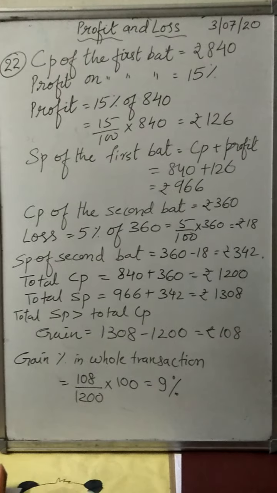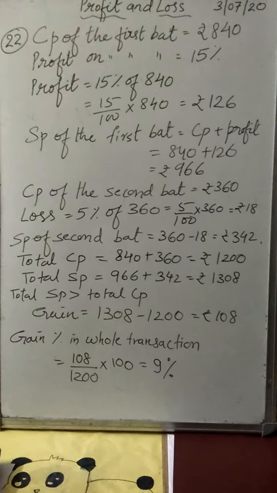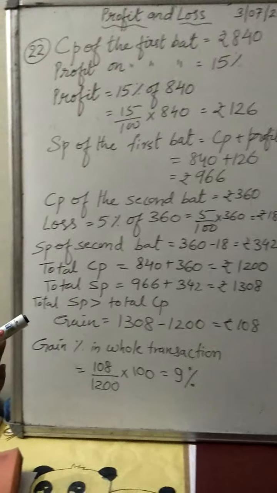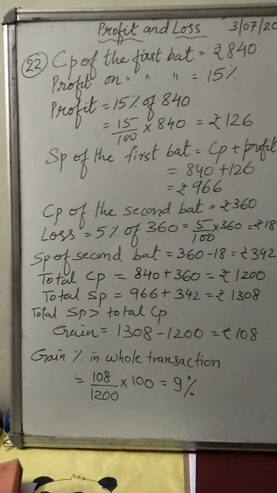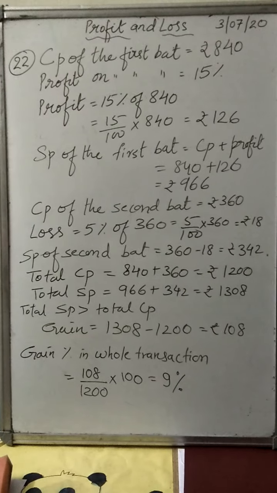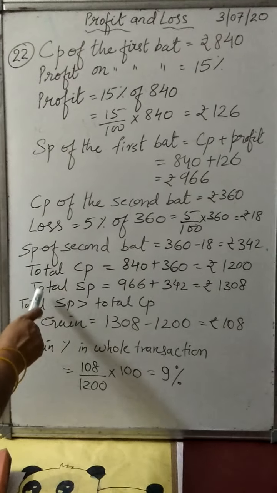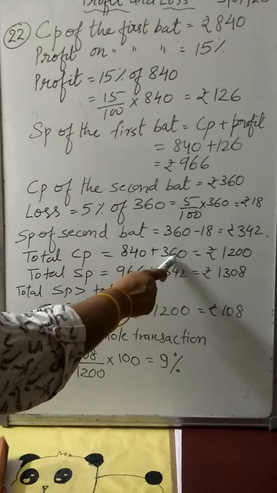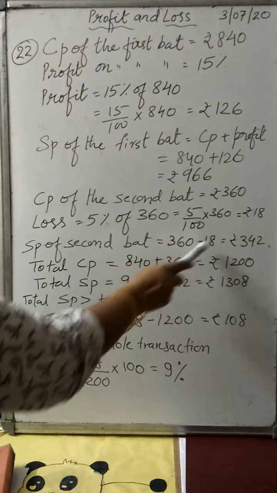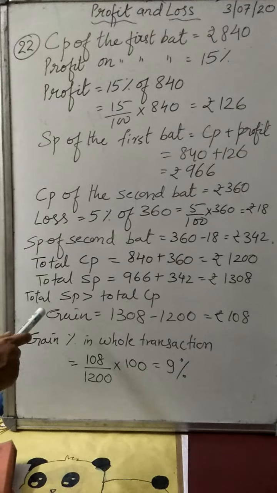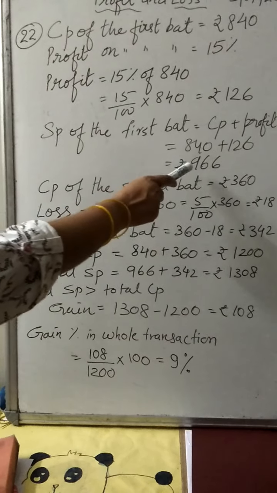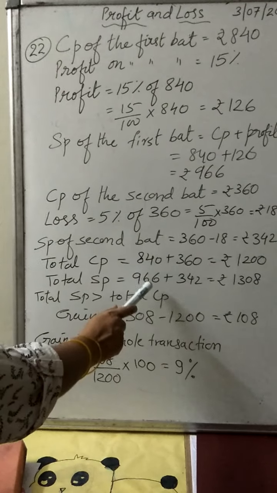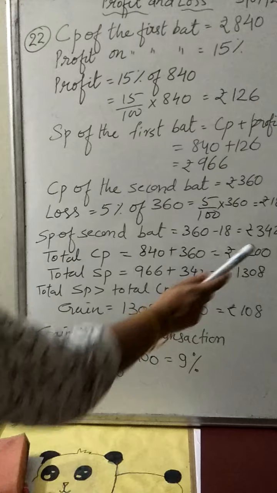Now you are having cost price of both the bats, selling price of both the bats. Because we need to find out the whole transaction, whether he's having profit or loss, we have to calculate total CP and total SP. Total CP means 840 plus 360 on both the bats. Next step, we have to calculate total selling price. So that is 966 plus 342. So after adding this, you will get the total.